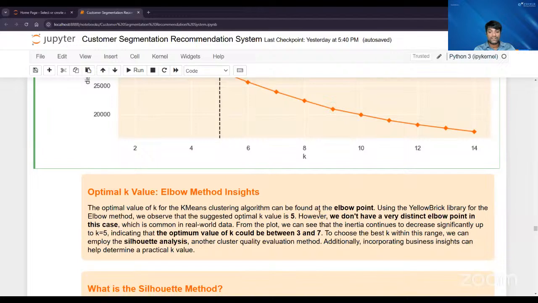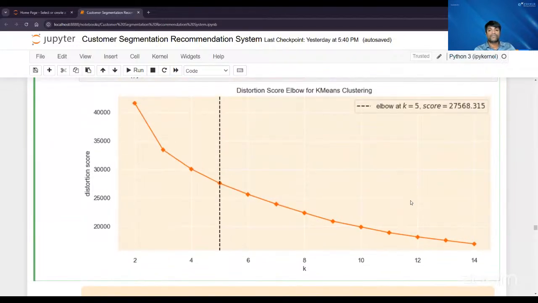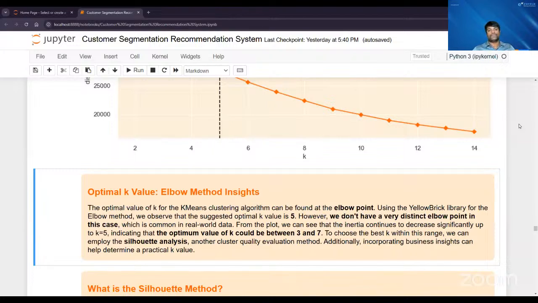But see here, I'm not very satisfied. That is what I have mentioned in my insight as well. Here I'm not satisfied that much, because it is actually having a dip from 4 to 7, maybe 8 also. So I'm not very clear. That is what I mentioned, which is very common in real-world data. Sometimes a certain method might fail. Usually the elbow method is very good, right?